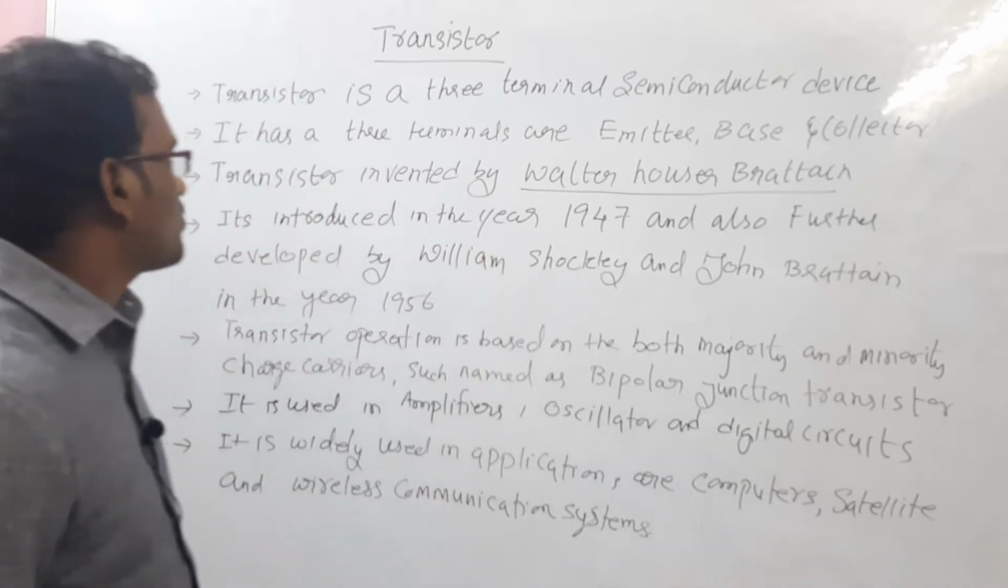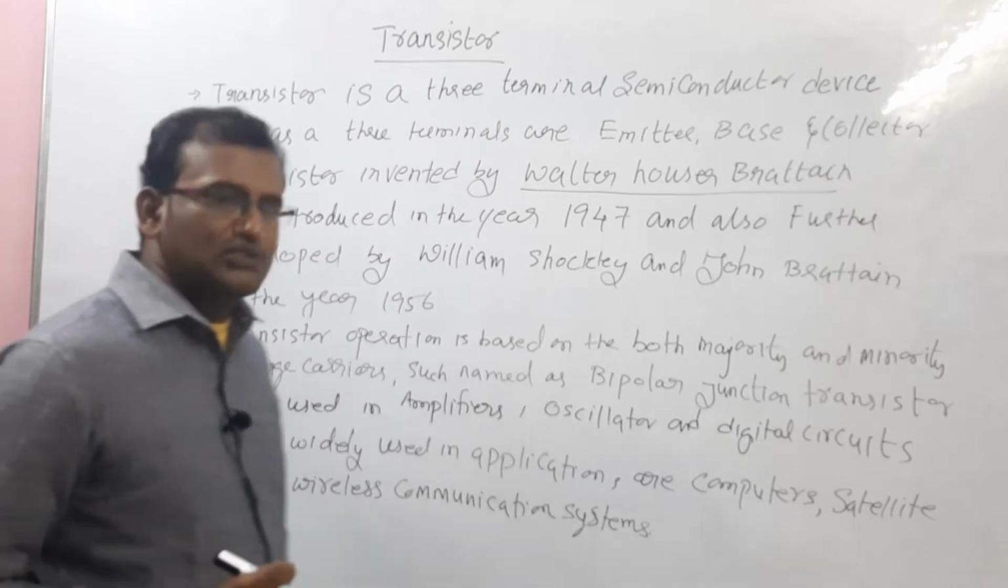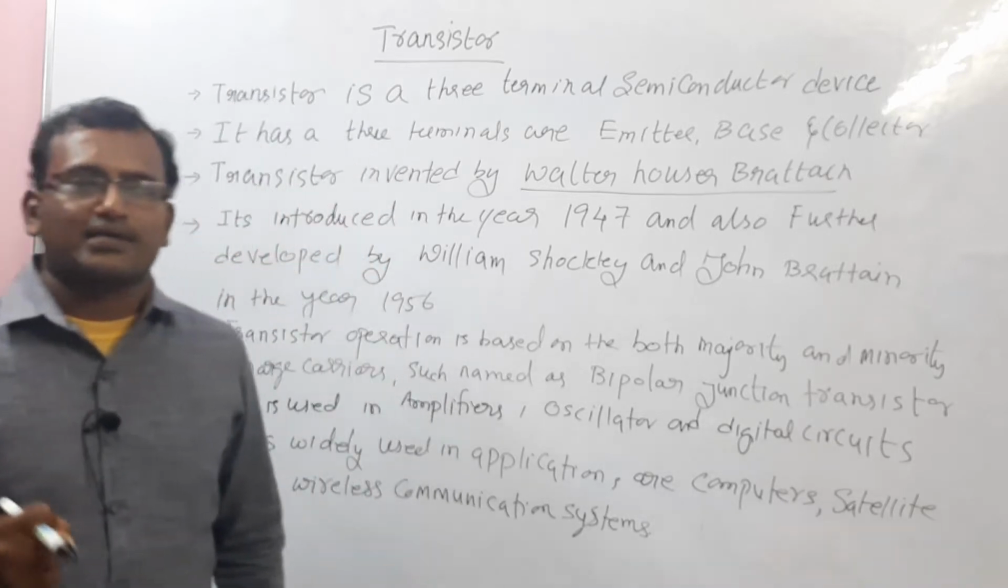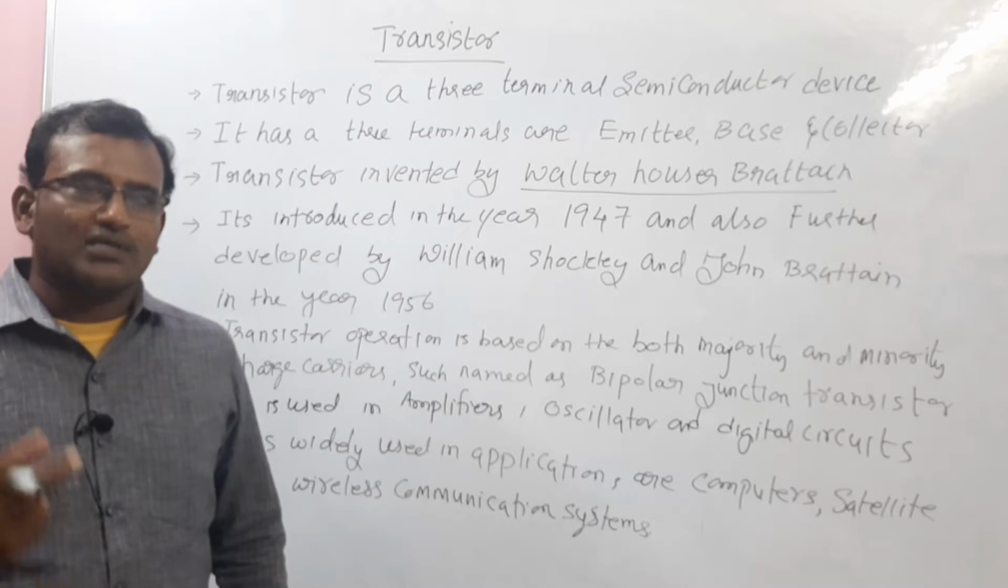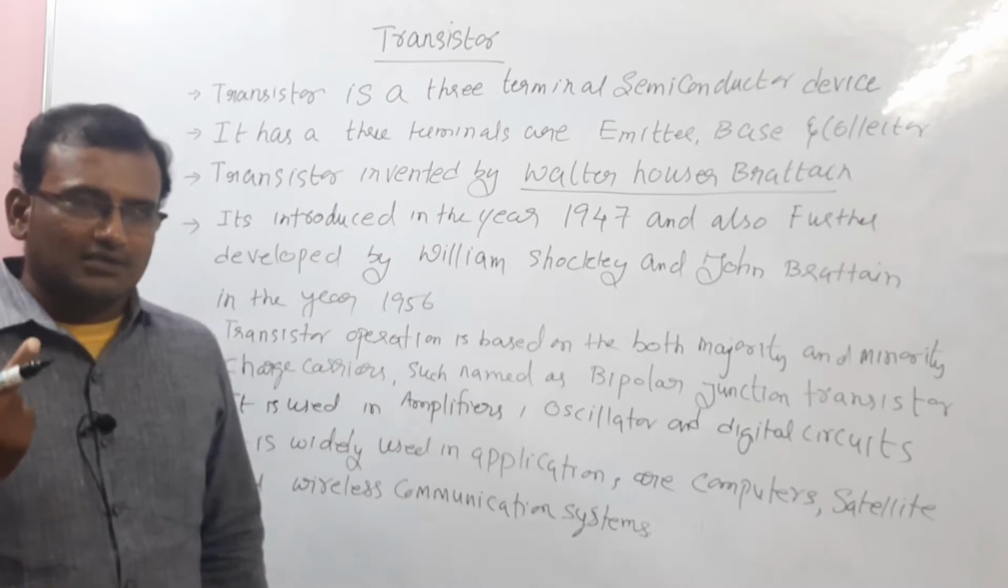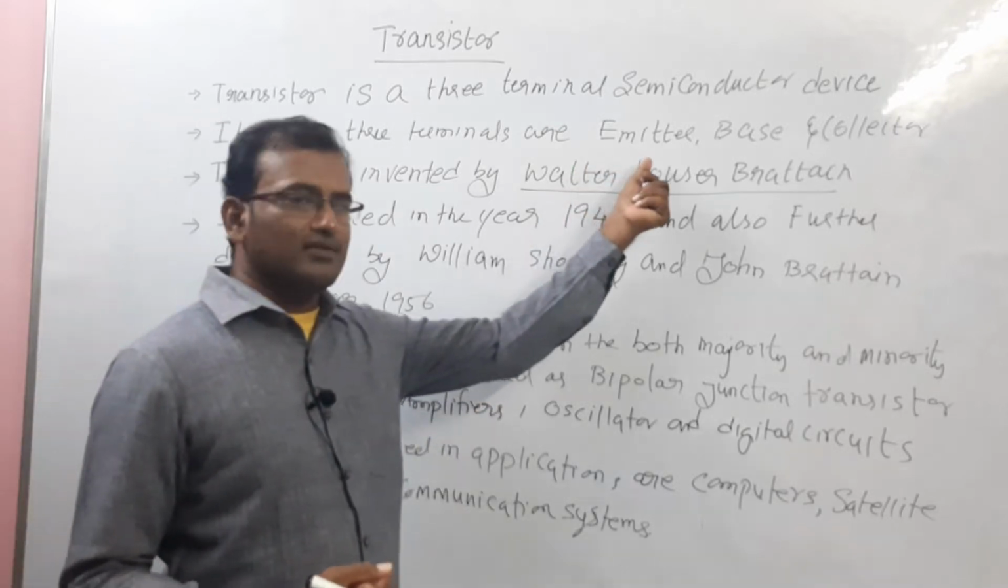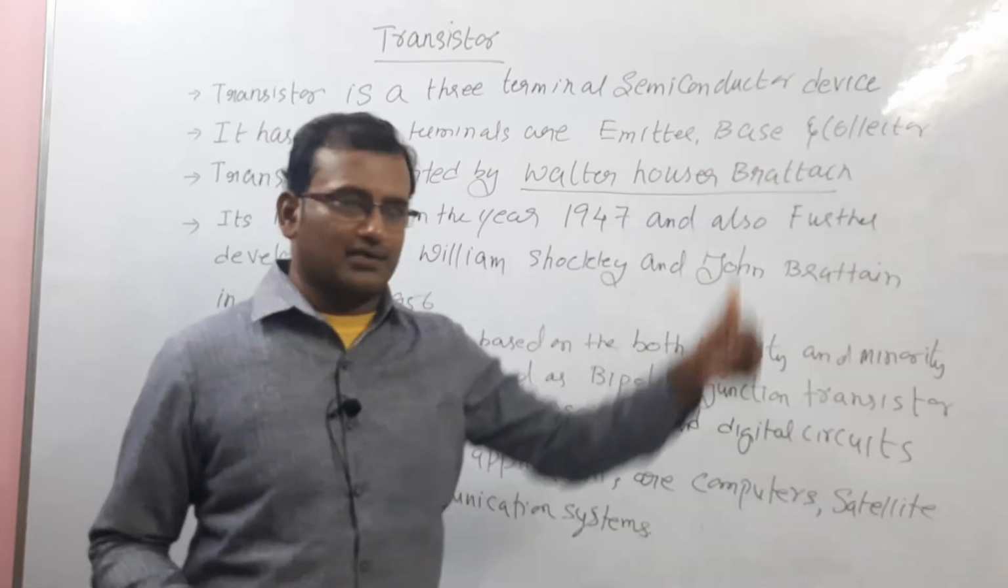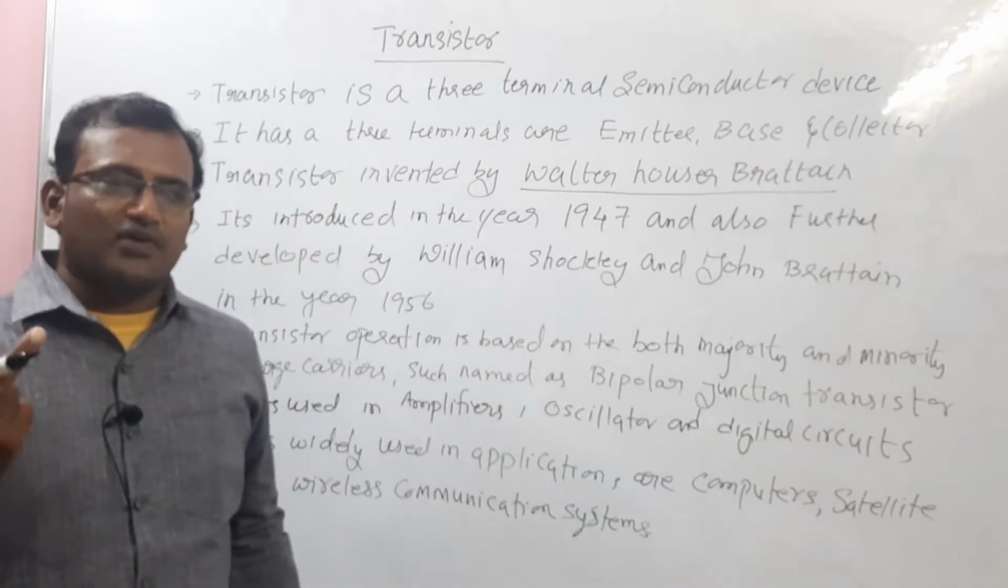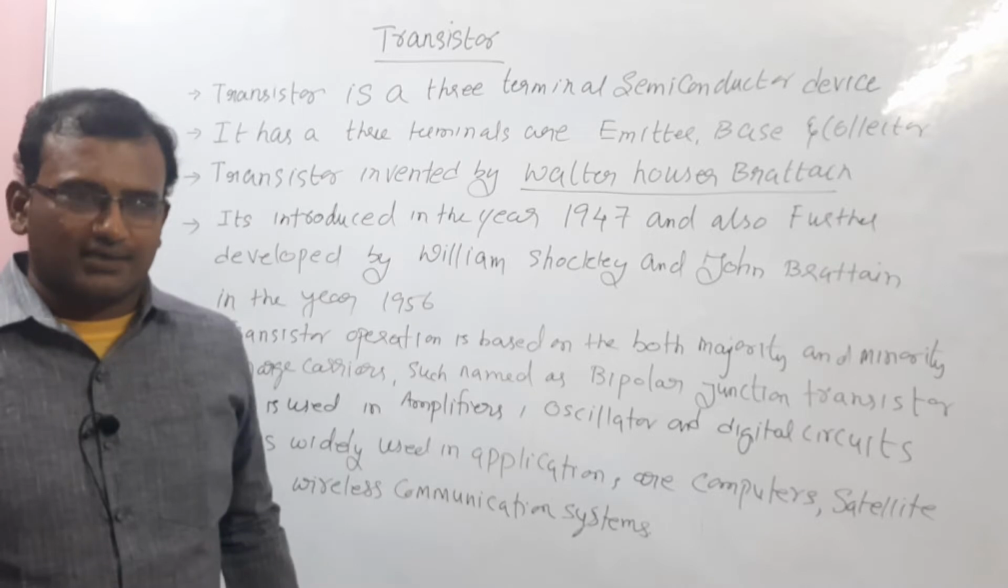Okay. So what is a transistor? A transistor is a three-terminal semiconductor device. So what are the three terminals? The terminals are emitter, base and collector. So what is the function of emitter, base and collector?